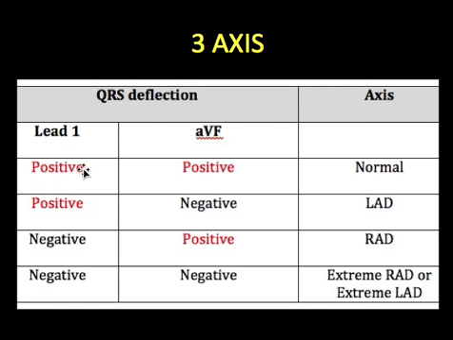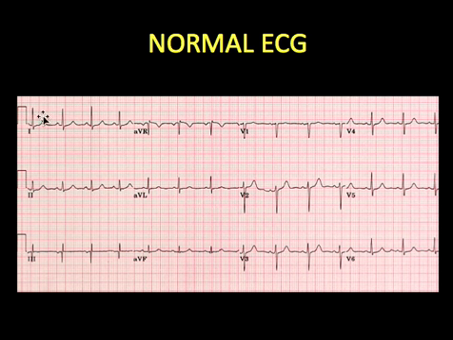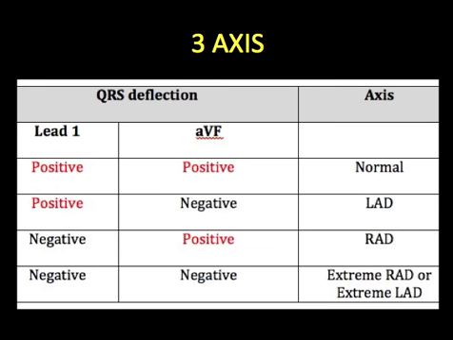Okay, so you know what a positive complex is now. Anything going above the baseline or isoelectric line is positive, anything going down is negative. So in lead 1 and lead AVF, if the QRS is positive in lead 1 and AVF, that's the normal axis. Okay, so in this we have a positive QRS in lead 1 and we have a positive QRS in AVF. So this is the normal axis.